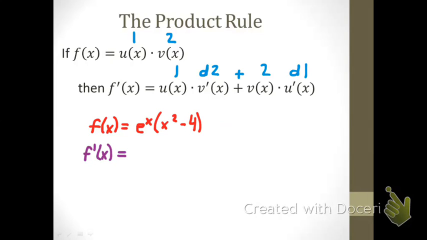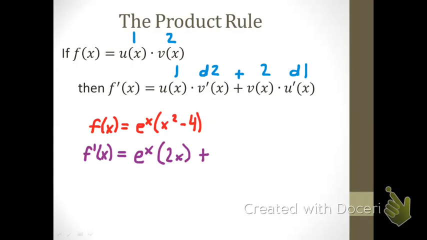So for example, to find out the derivative of this f of x that I would have right here, I'm going to take the first function and multiply it by the derivative of the second function. Now that means I'm going to take e to the x power, and then I'll take the derivative of the second function, x squared minus 4, and the derivative of x squared minus 4 is just 2x. Okay, there's my 1d2. And then I'll put an addition sign.